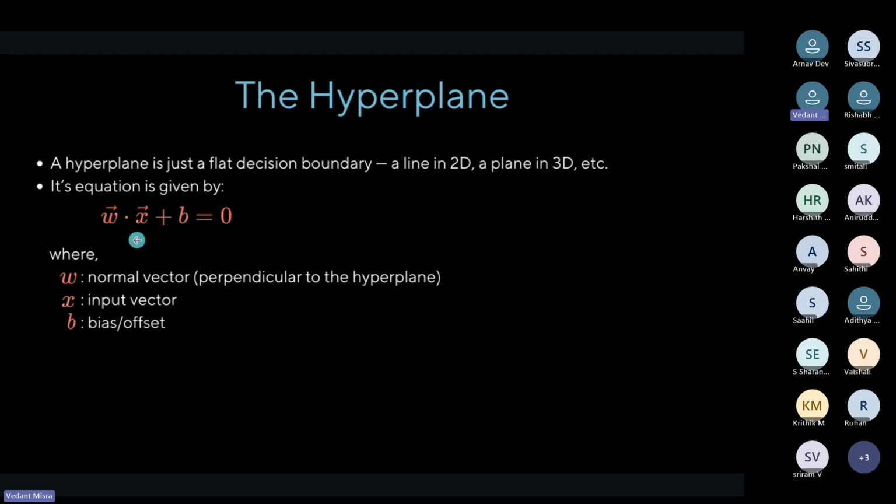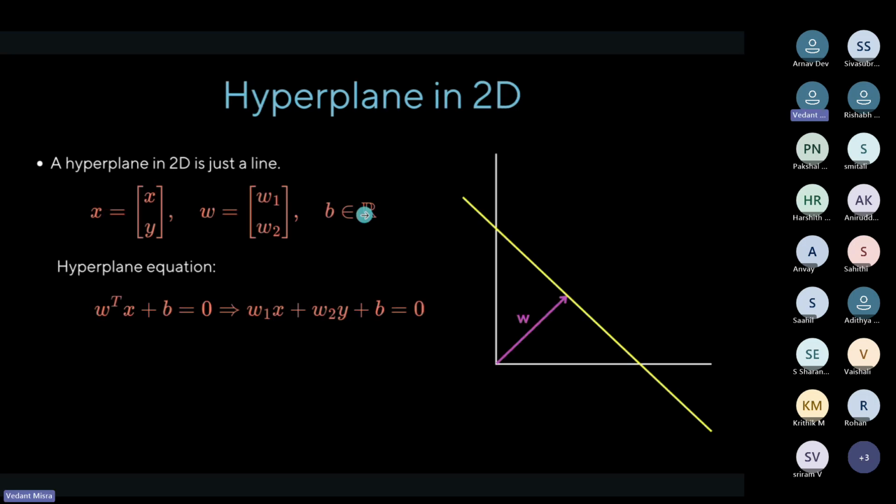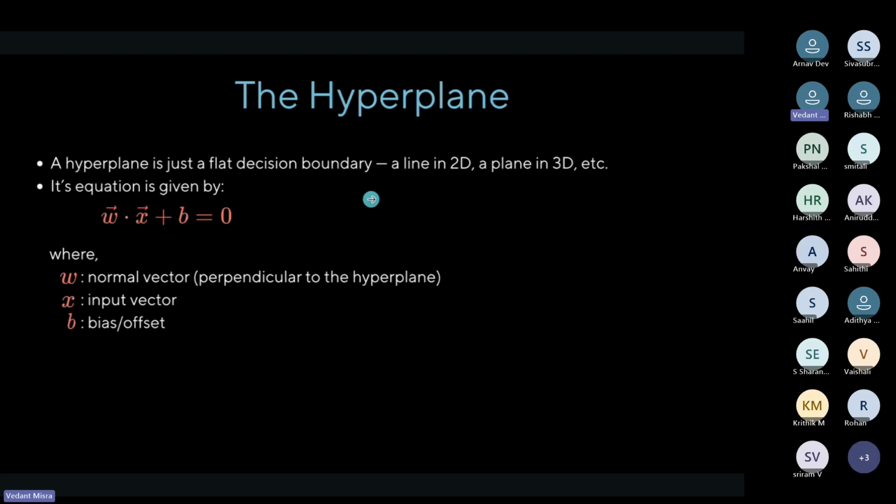The equation is given by Wx + b, where x is your input vector. So in 2D, x will be 2-dimensional, and W will also be 2-dimensional. You take the dot product of these, and then you add a bias, which gives you some value. So in 2D, for example, you'd have 2 points defining your input, say x and y, and your W would be, say, W1 and W2. Your hyperplane equation would become W transpose x, which is the same as W dot x plus b, which gives us this, which of course is the familiar equation of a line. We need to know what a hyperplane is, because that's basically what we're trying to find in SVMs.